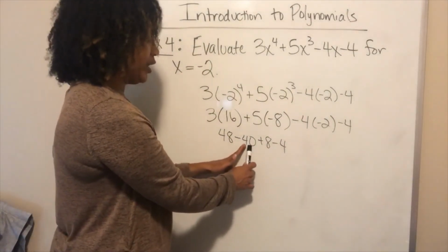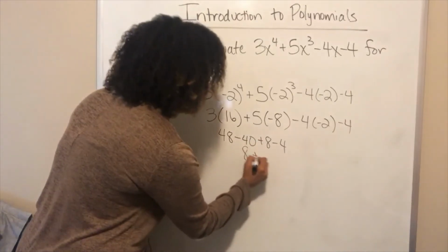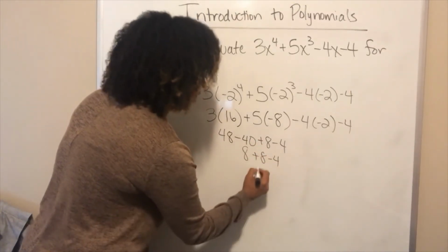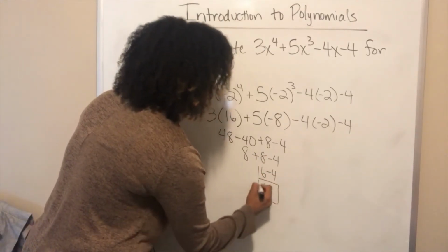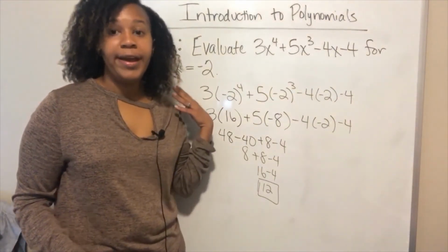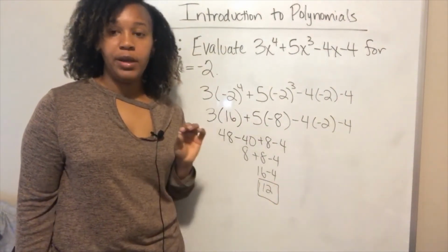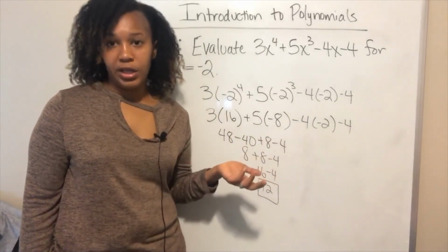48 minus 40 is 8. 8 plus 8 is 16. 16 minus 4 is 12. So your final answer would be 12. So this is how you would evaluate a polynomial. You'll plug in a number for the variable and you'll end up with a number as your answer.